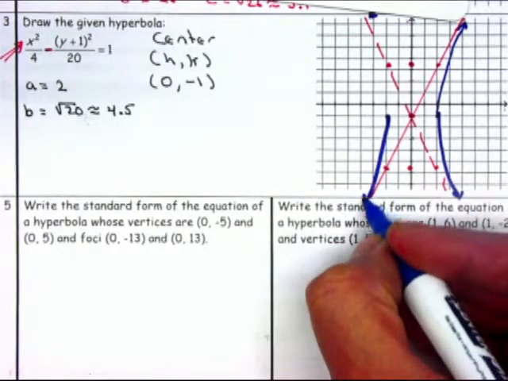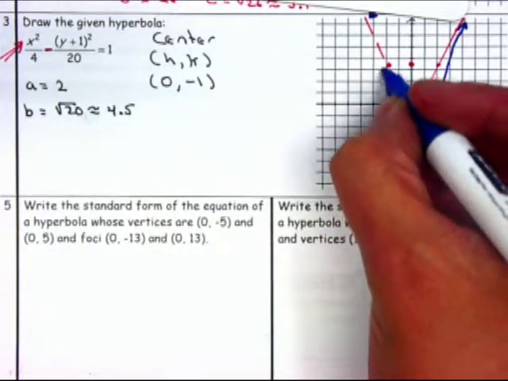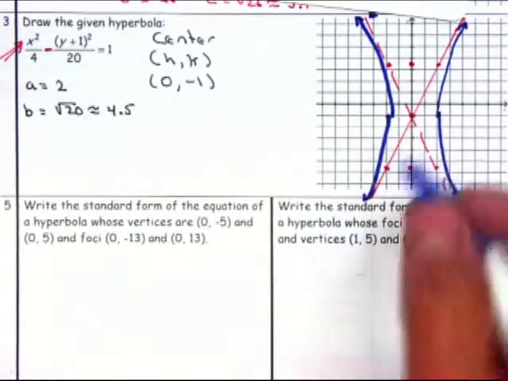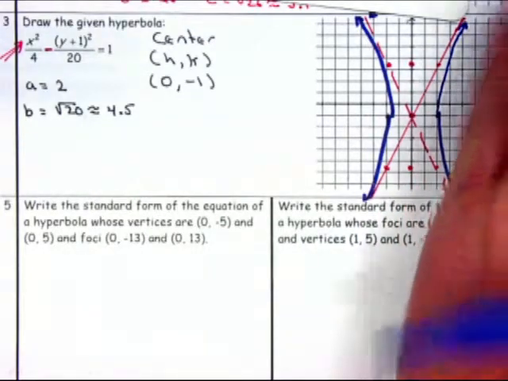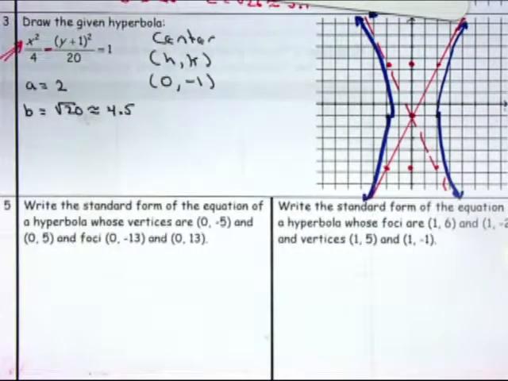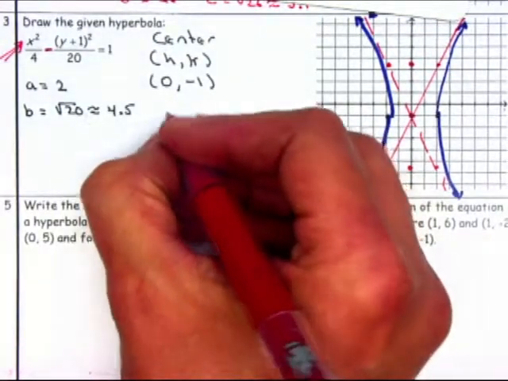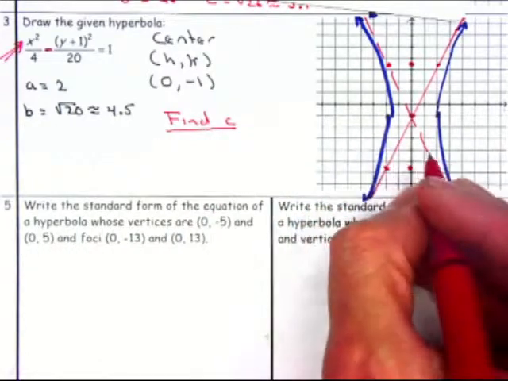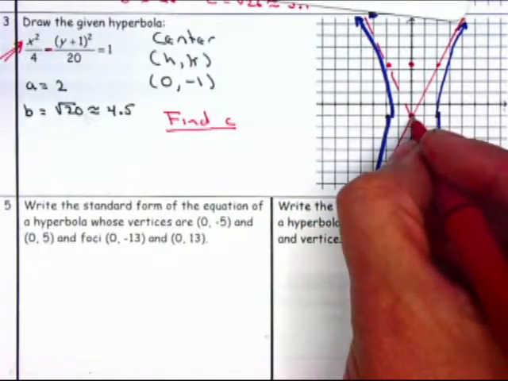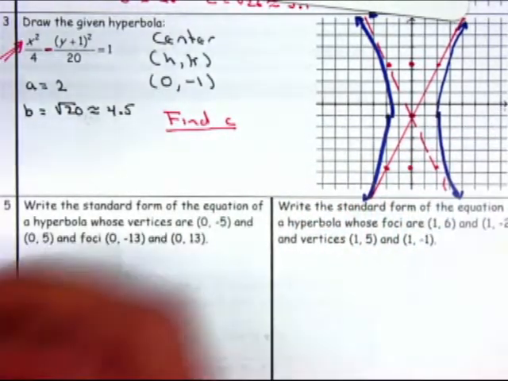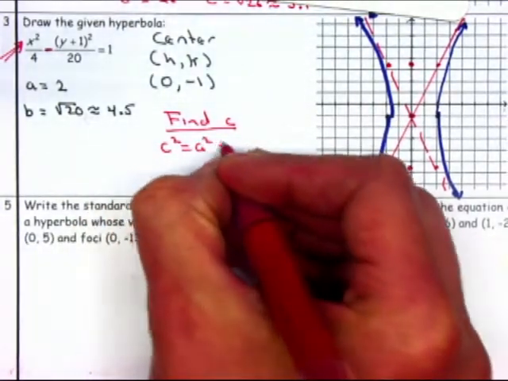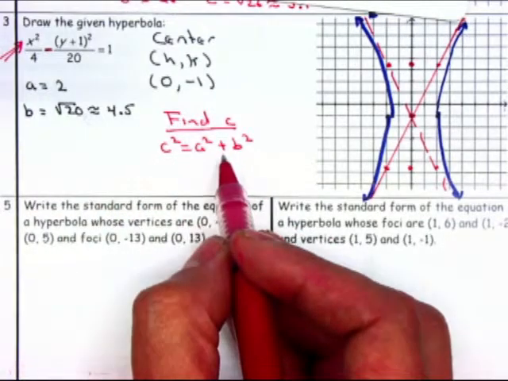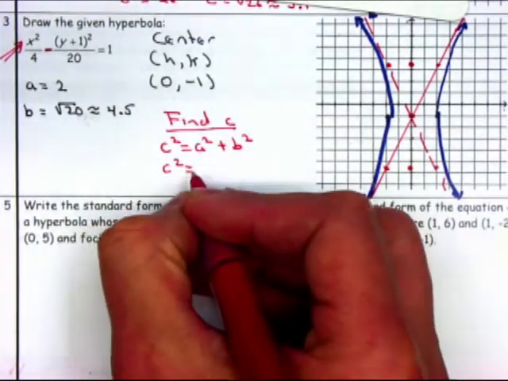The last thing is to be able to find your focus. To find the focus, we need to find the value of C, because C is the distance from your center to your focus. C squared is equal to A squared plus B squared. Remember, if this is a minus, your formula for C will be a plus. A squared will be 2 squared, which is 4. B squared will be positive 20. And what I usually do, just do 4 plus 20 is 24.